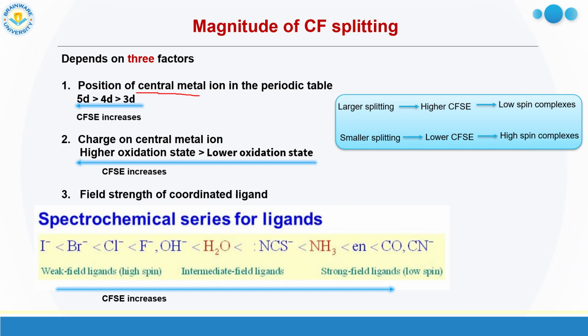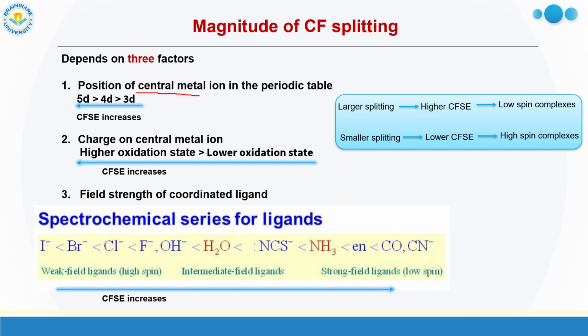If we see the periodic table, take the group 8 elements: nickel, palladium, platinum. Nickel is a 3d metal, palladium is a 4d metal, and just below it, platinum is a 5d metal. So for nickel the CFSE will be minimum. If you take a nickel complex with the same ligands, that complex has the minimum splitting, lower splitting. For the palladium complex, intermediate splitting, and for the platinum complex the splitting will be maximum.